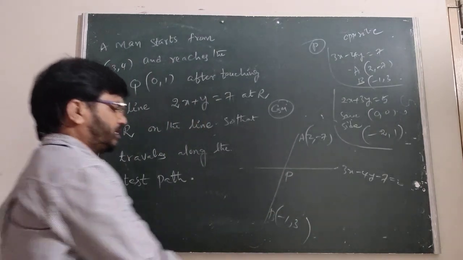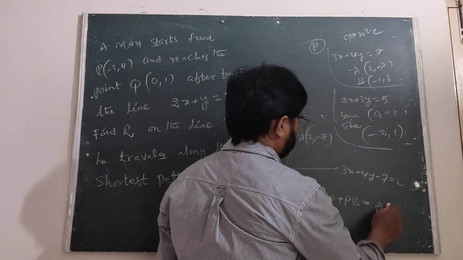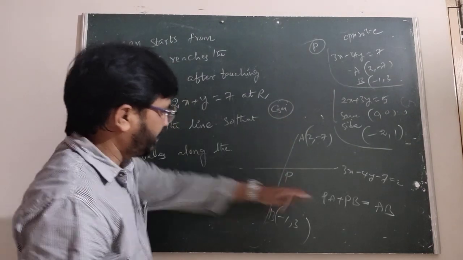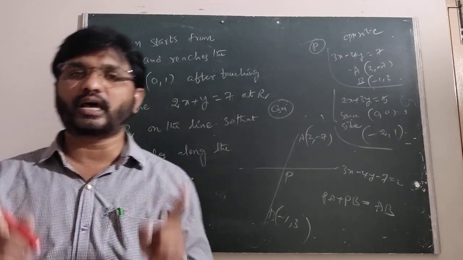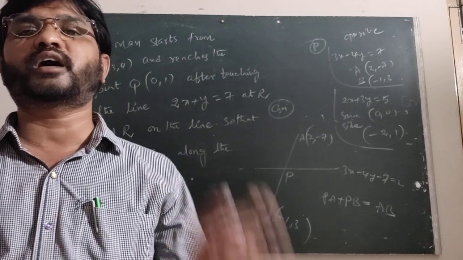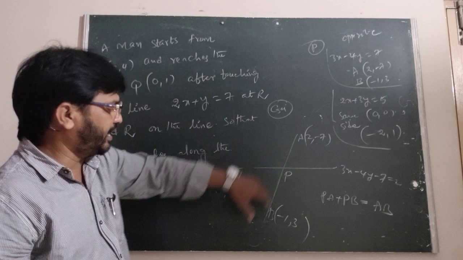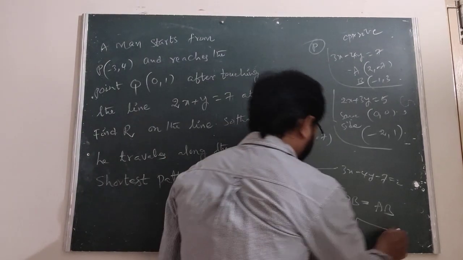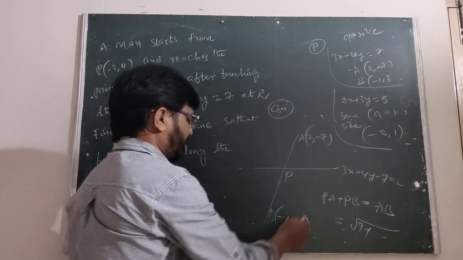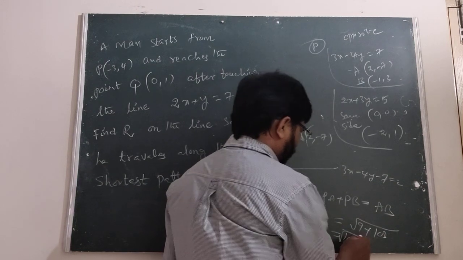How to find the minimum distance? Here we are looking for the minimum distance of PA plus PB. PA plus PB is the AB. When the points are on either side of the given line, then the minimum distance of PA plus PB is AB only. We have to find only the distance between A and B. What is the distance of A and B? This is 2 plus 1 is 3, squared 9. Now minus 7 minus 3 is 10, squared 100. Therefore root 109 is the minimum distance.